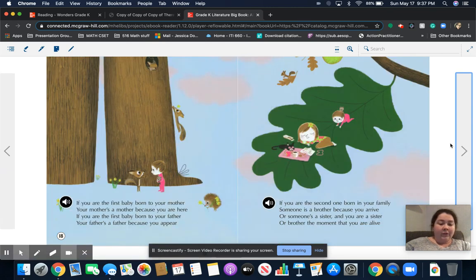You are the first baby born to your mother. Your mother's a mother because you are here. If you are the first baby born to your father, he's a father because you appear. If you are the second one born in your family, someone is a brother because you arrive, or someone's a sister, and you are a sister or brother the moment that you are alive.